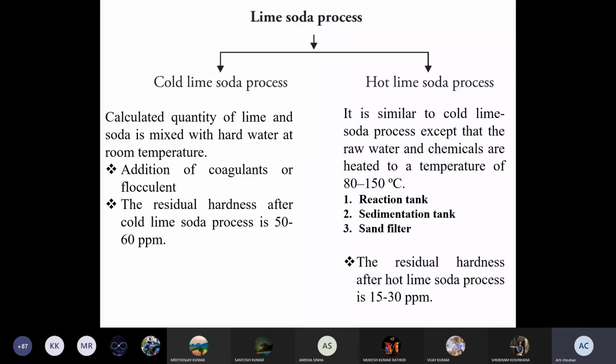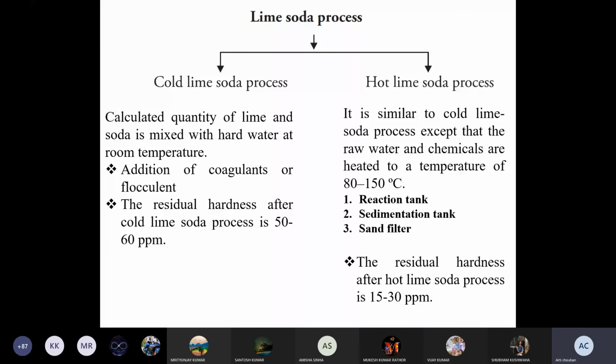So lime and soda processes are of two types: cold lime soda process and hot lime soda process. As the name suggests, in the cold lime soda process you add the calculated quantity of lime and soda to hard water or raw water at room temperature. And in the hot lime soda process, the calculated amount of lime and soda is added to the raw water at elevated temperature, like 80 to 150 degrees Celsius.